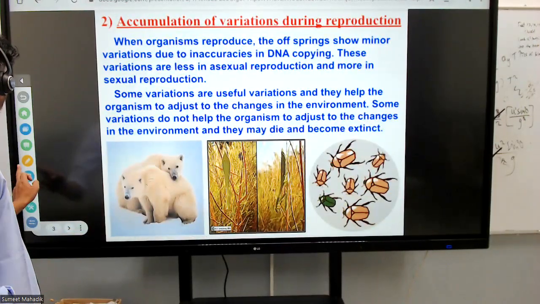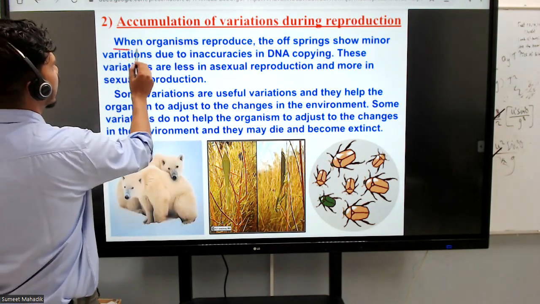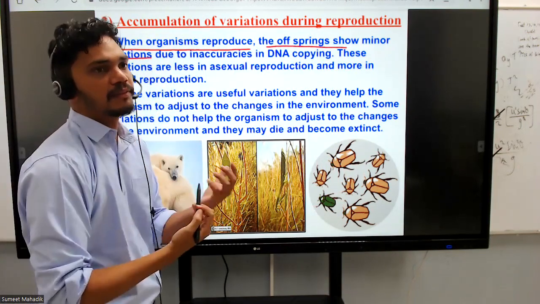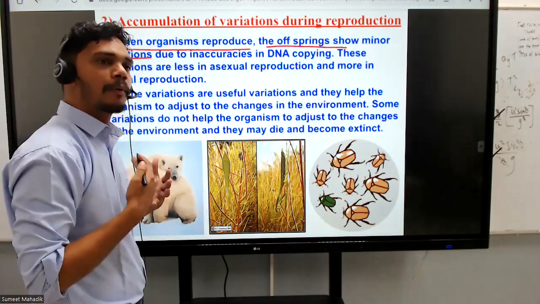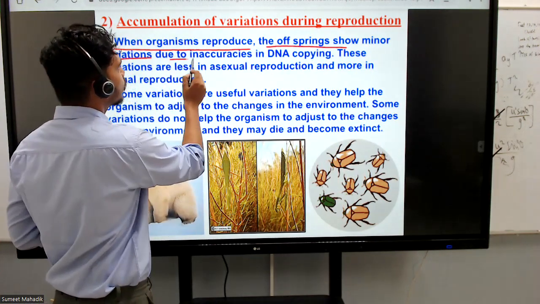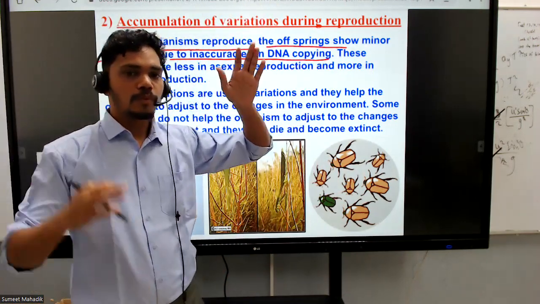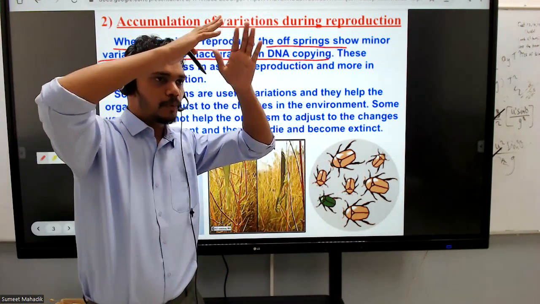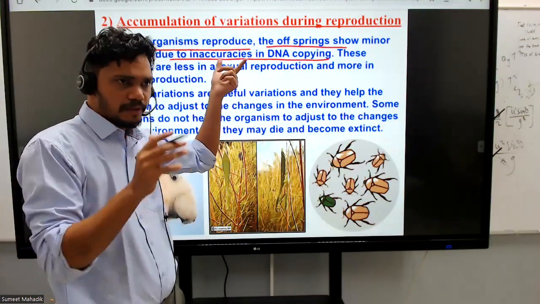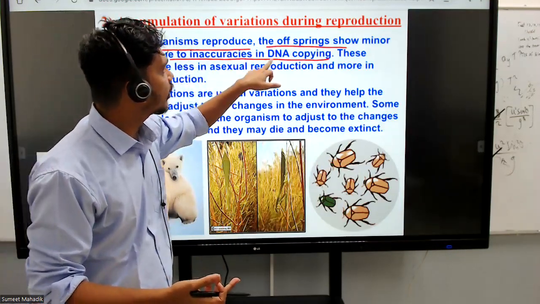Now, let's talk about the accumulation of variation during reproduction. What is accumulation? When organisms reproduce, the offspring show minor variation. Obviously, they show minor variation. We are not exactly a copy of our parents. We have variation in skin color, maybe in our appearance. This is due to inaccuracies in DNA. There are 23 chromosomes from each parent, but whenever the process of copying comes, definitely there are some inaccuracies. And that's good if they are very minute. If that is problematic, then a mutation will be there. So, inaccuracies in DNA copying.